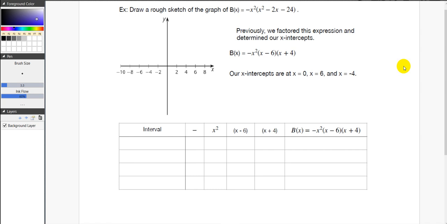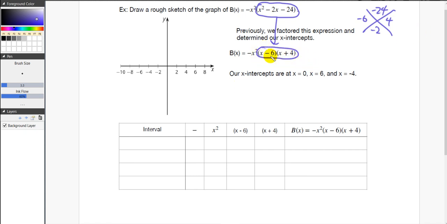All right, so we are back. Okay, so now what we're going to do is draw a rough sketch of the function that you see here. Okay, so the first step, what I see here is we want to factor this expression. Yeah. So if we factor this, we've got to find two numbers that multiply to negative 24 and add to negative 2. So those numbers are going to be negative 6 and 4. So when we factor, this piece becomes this here.